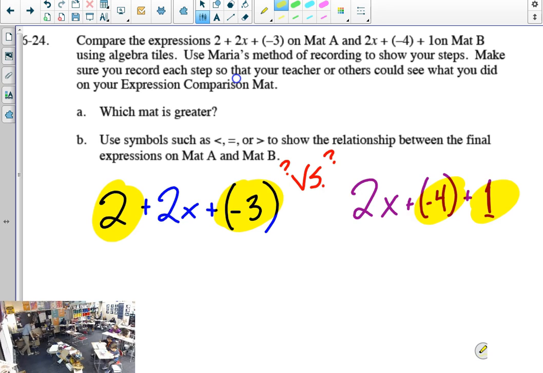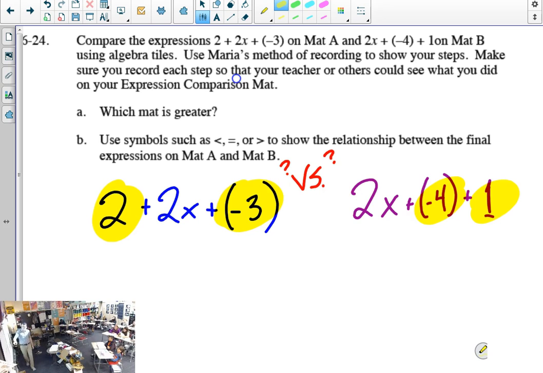Emily, without doing a whole lot, what can I do on both sides pretty easily? I'm guessing there's a reason why there's numbers highlighted. You would add the like terms. Yeah. If there's like terms together on the same side, add those together.